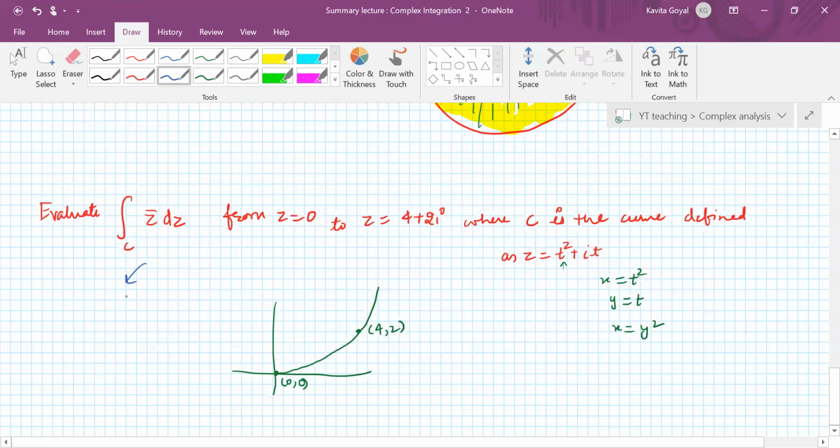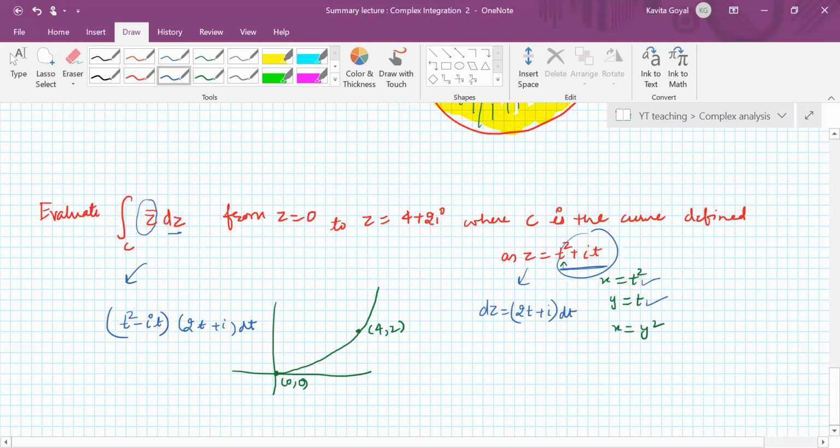For that, this is simple. Your function is x plus iy, and along the curve x is t squared and y is t. So the function is x minus iy, because you have to take the conjugate. So this is t squared minus i t. Since z is this, dz will be (2t plus i) dt. Is that clear? And this is a parametric form of the curve.